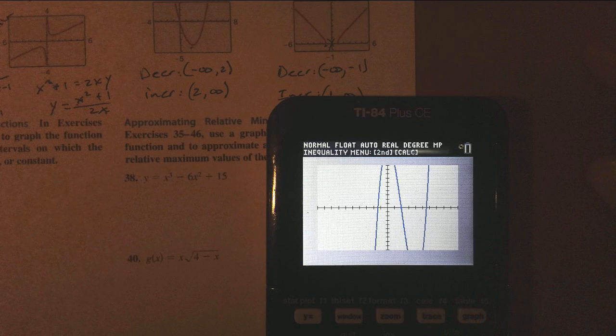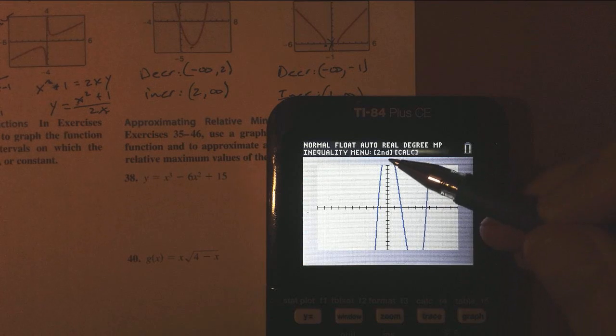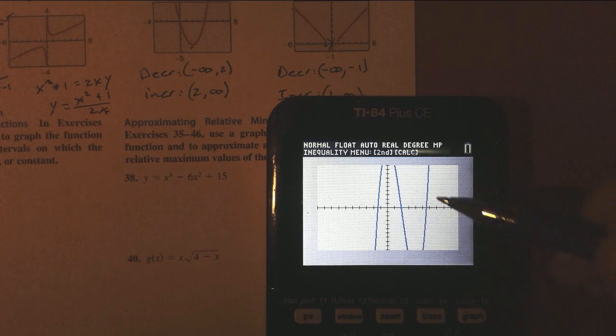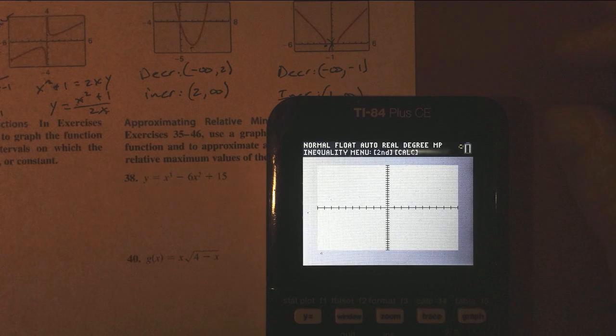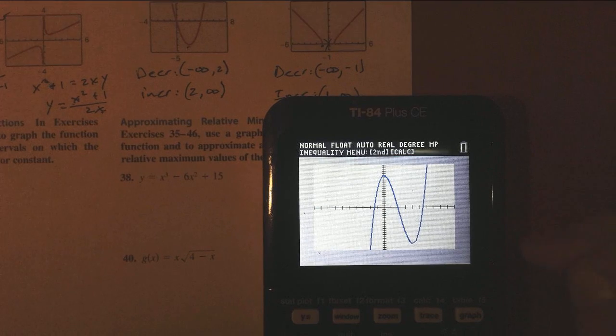That looks like I need a better look, but it does look like we have a relative maximum and a relative minimum. So maybe I'll just take my window and expand my y's, my y minimum maybe to negative 20 and my y max to 20. Let's see if that gets everything we need. Well, there's our max. Oh, there's our minimum. Okay, this is a beautiful thing to be able to do.